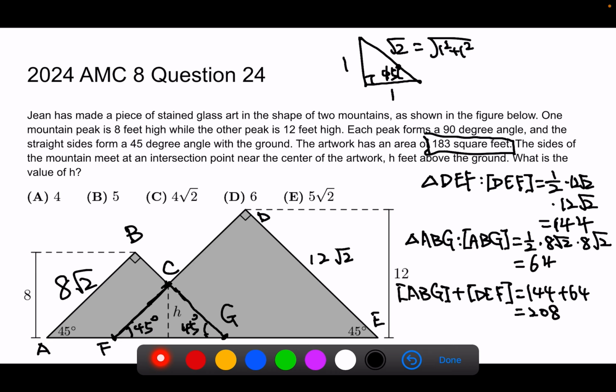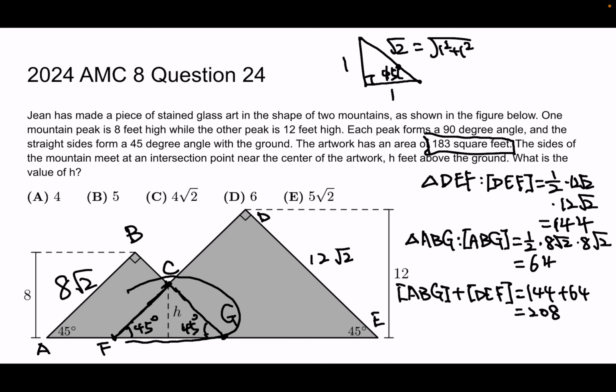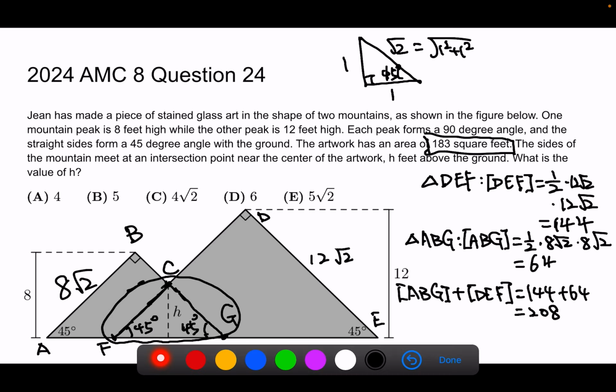Why is that? That is because triangle CFG, this overlap section, is double counted. In triangle ABG, CFG is counted, and in triangle DEF, CFG is counted again. So the difference between 208 and 183 is the area of triangle CFG.